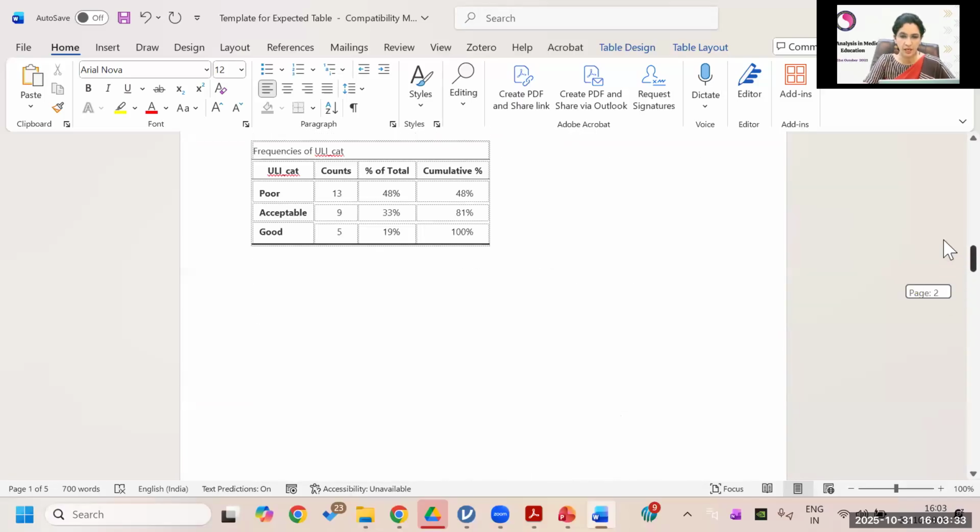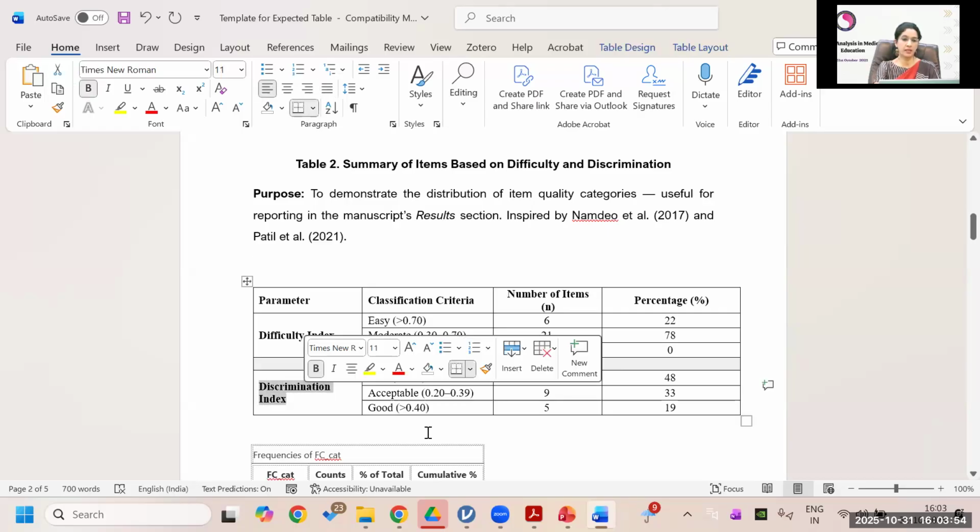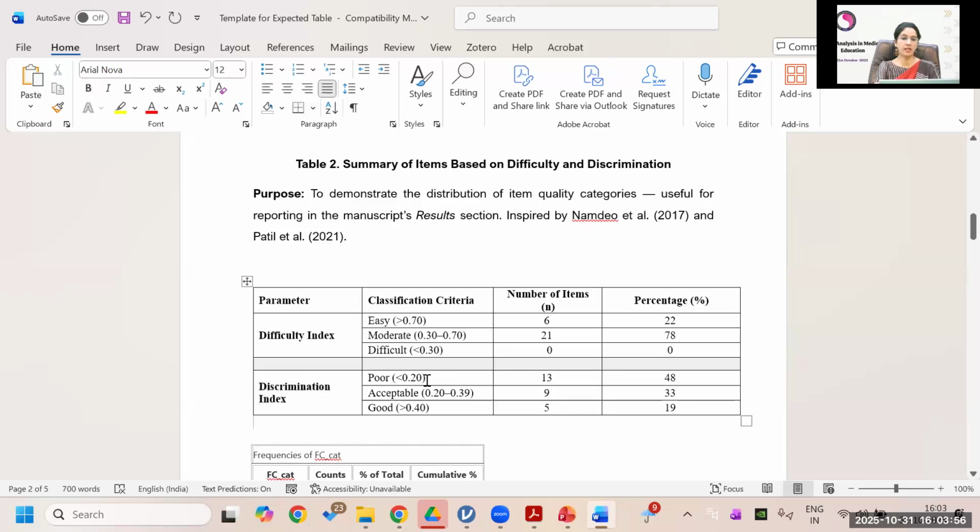Right. Now coming to the second table, you can see here, this is a table where we are giving the summary of items based on the difficulty and discrimination. So this table you have to recreate. Like the difficulty index, I am categorizing into easy, moderate, and difficult. Similarly, the discrimination index based on ULI, I am categorizing as poor, acceptable, and good. Okay, these two tables. So how to do that?